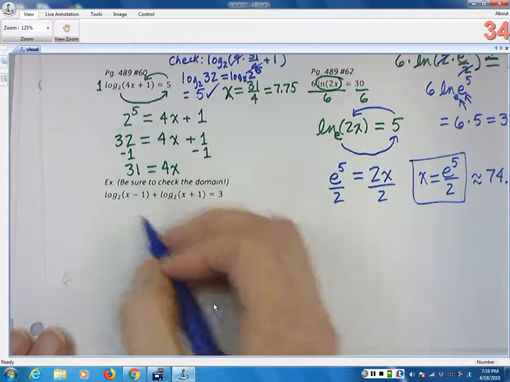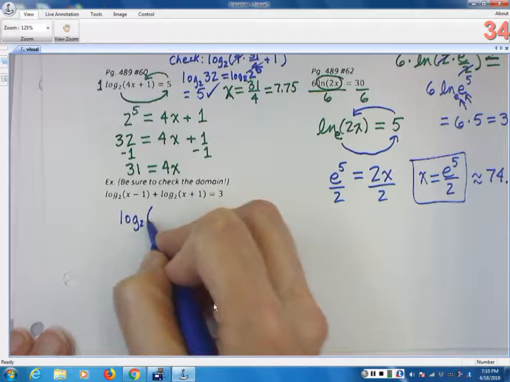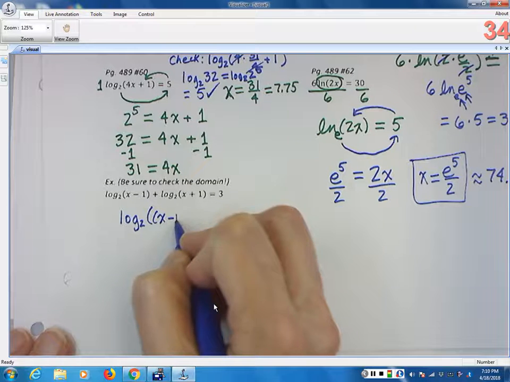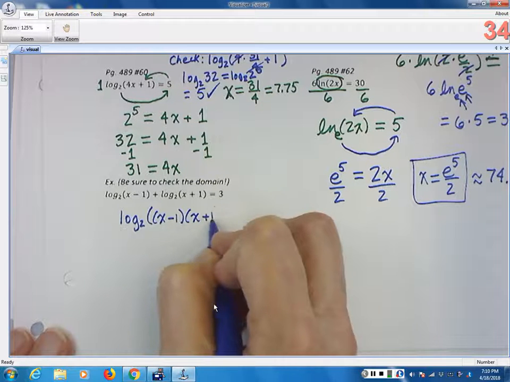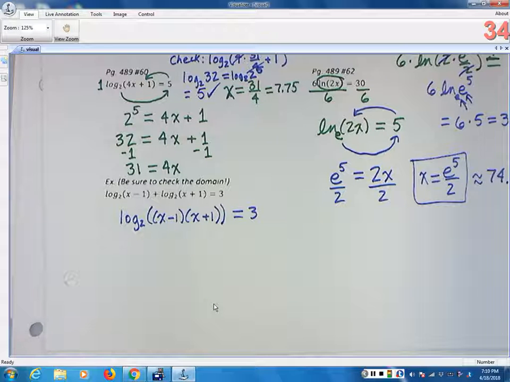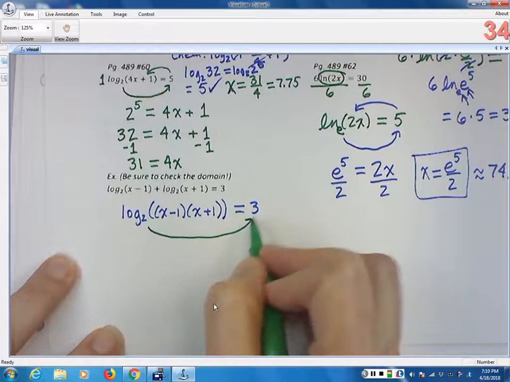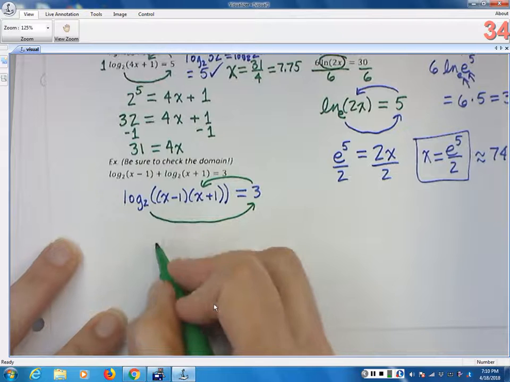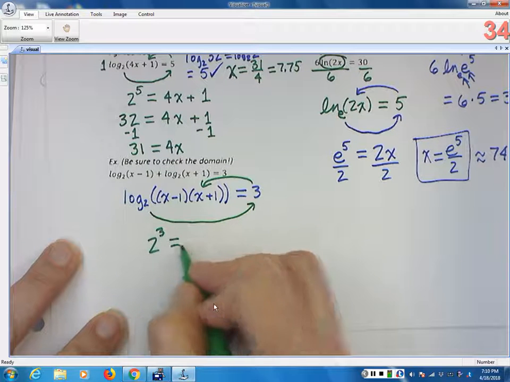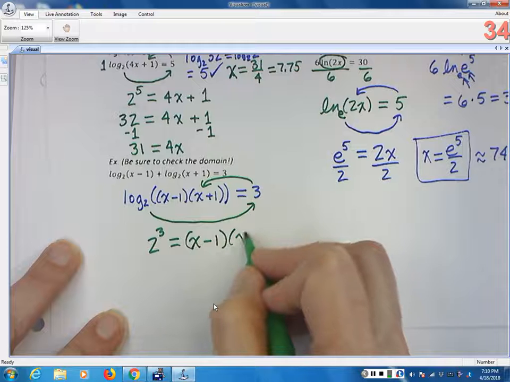All right, so you condense this. This is a single log of x minus 1 times x plus 1, and that equals 3. Log base 2 of that single log. So now we rewrite this as an exponent. So we get 2 to the 3rd equals the inside. 2 to the 3rd equals that whole inside, x minus 1 times x plus 1.